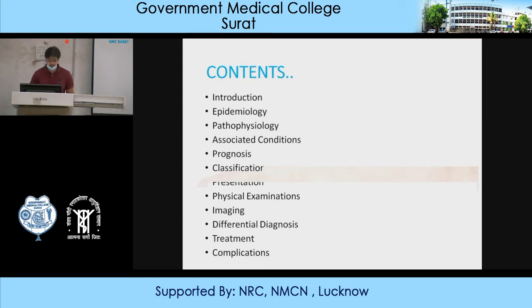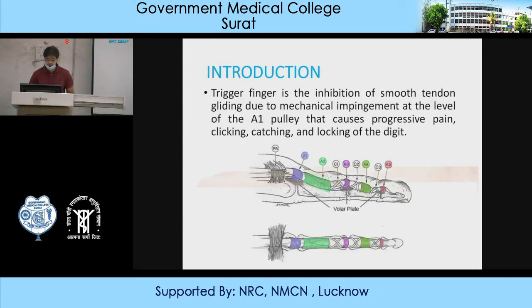First we will see the introduction part. Trigger finger is the inhibition of smooth tendon gliding due to mechanical impingement at the level of the A1 pulley that causes progressive pain, clicking, catching, and locking of the digit. You can see here in the diagram, there is the A1 pulley at the metacarpophalangeal joint.